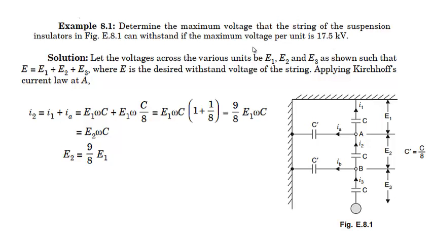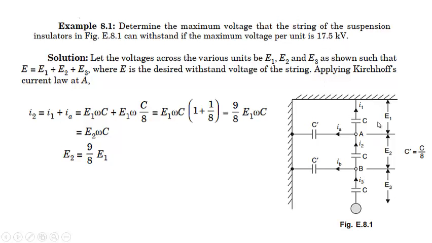So in this case you will see that since this is the maximum voltage that should appear across the string, that means we need to design, or find out, the voltage so that the voltage across this string should be equal to 17.5 kV. That means this E3, since this is the maximum voltage, should be equal to 17.5 kilovolt.